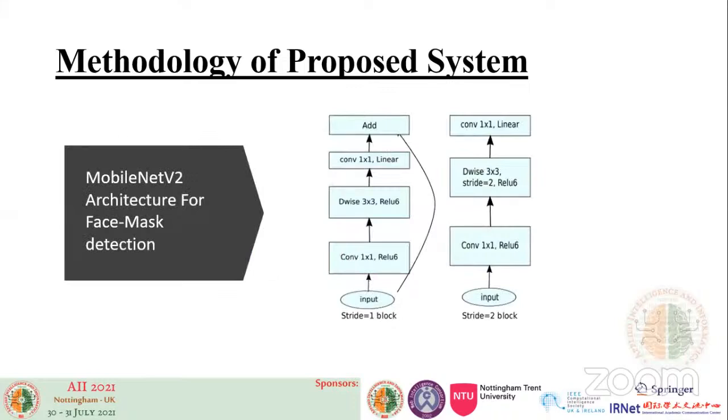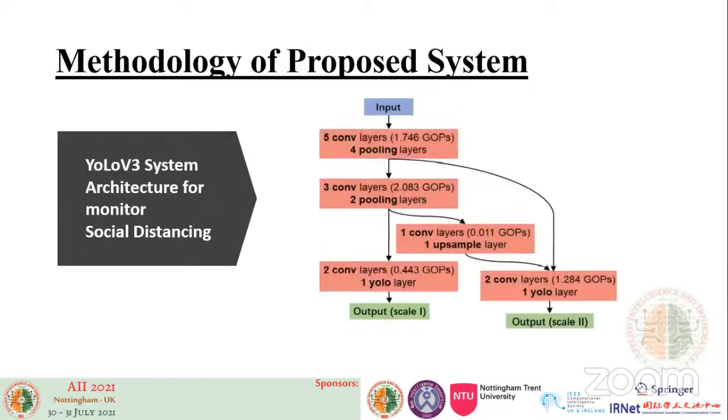In our system architecture for face mask detection, we applied MobileNetV2 for the model, which performs depth-wise separable convolution, and it is a truthful replacement for standard convolutions. For monitoring social distancing, we used YOLOv3-tiny, which is the compact version of YOLOv3 using fewer layers, and ultimately reduces the inference time.